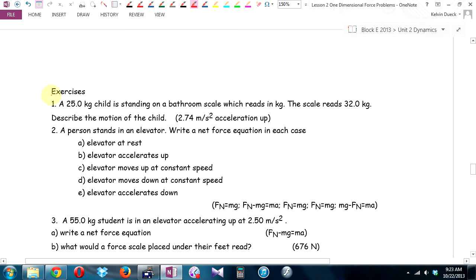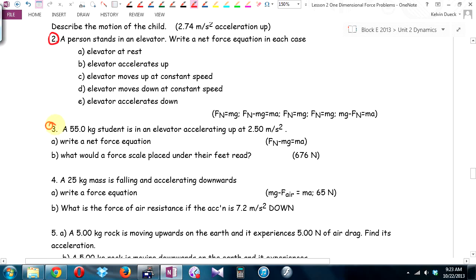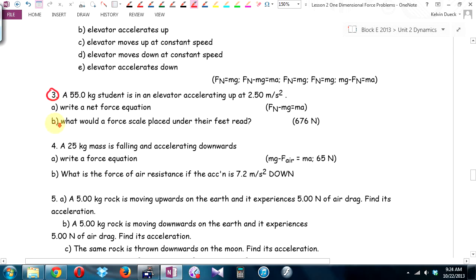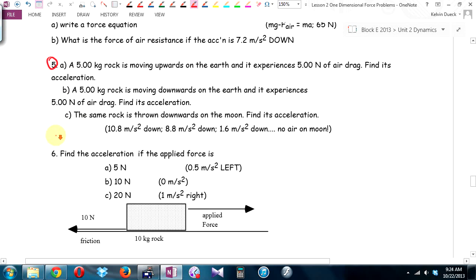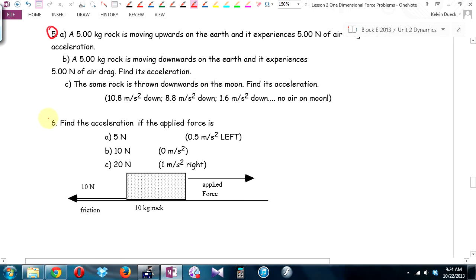Homework. Number 1 is fair game. Number 2 is fair game. 3 is fair game. 4 is good. 5 is good. 6 is good. You've assigned everything so far. Yes, I know.